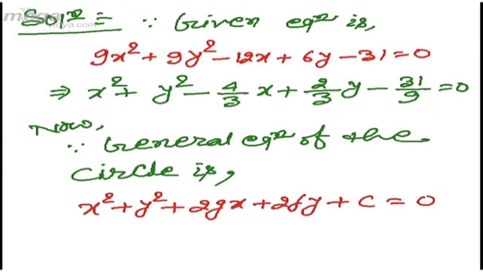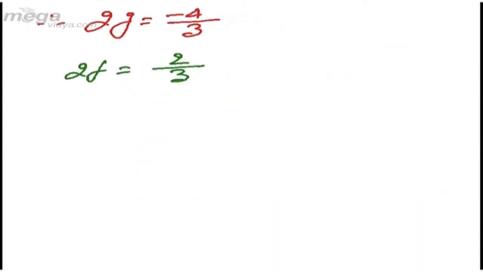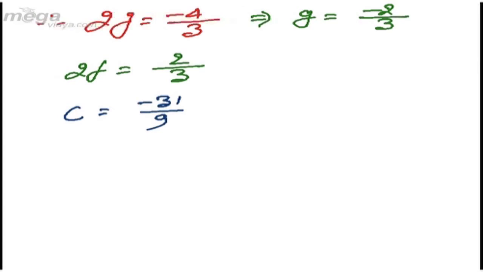And c is equal to minus 31 upon 9. So from here we can find the value of g as minus 2 upon 3, and from here we can find out the value of f as 1 upon 3. So now you have the value of g, f, c.